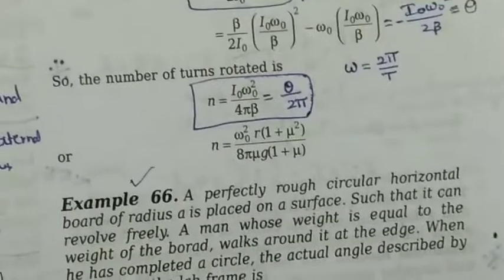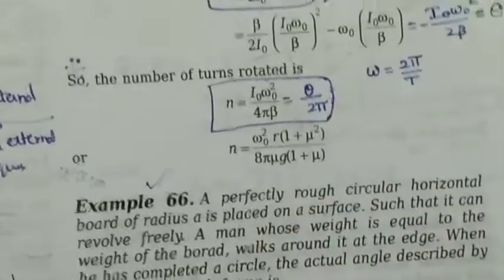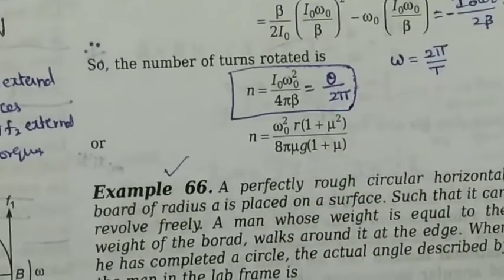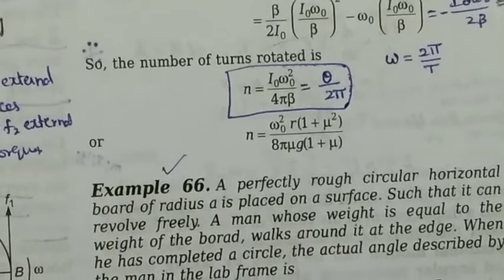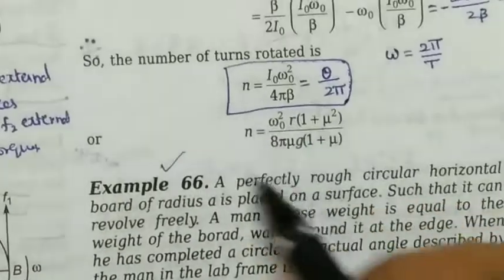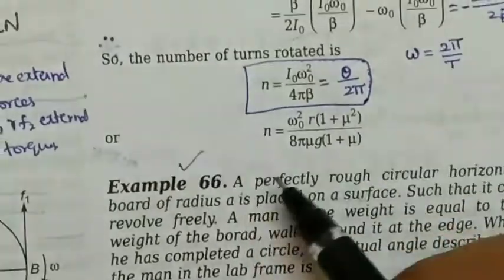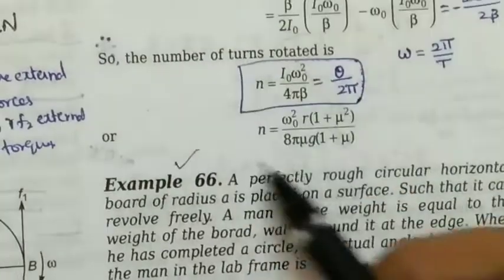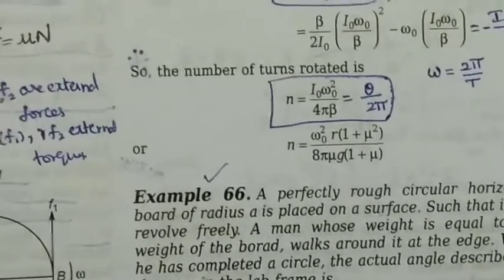So finally we would have n. Here n is nothing but the number of turns rotated by the cylinder before coming to rest. So that formula is this. So the cylinder has rotated these many turns before coming to rest after placing in the corner. So that is the problem. So thank you.